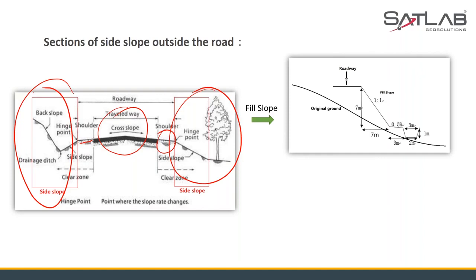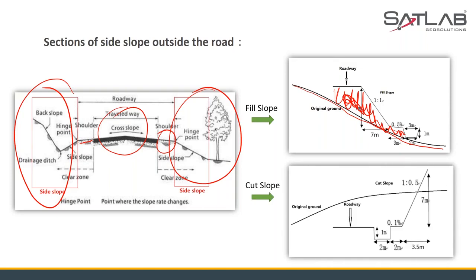So the fill slope. Here is the fill slope, where my original ground level is this, but I need to fill it. So this is my filling part. I need to fill up this part. Fill. All right. And then comes my cut slope. The cut slope, I have to cut this part. Cut.